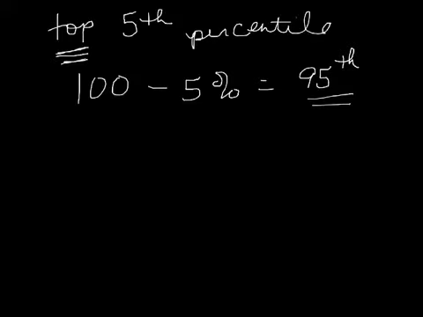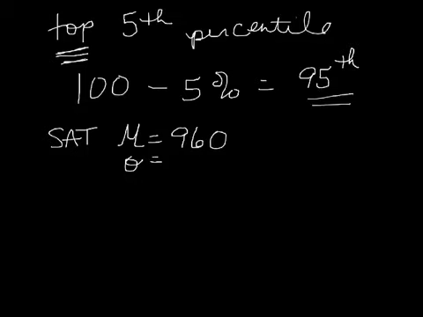So when you're doing these problems, you're going to have to use 95 as your number. So now to complete the problem, we'll use the same example as before. SAT mean score 960 and standard deviation is 175. We're going to use that same data from before. But now let's find what score represents the top 5th percentile, which we just talked about is really the 95th percentile.